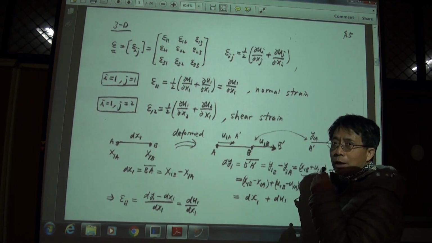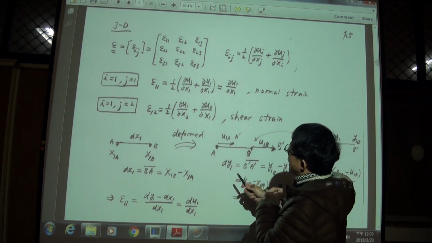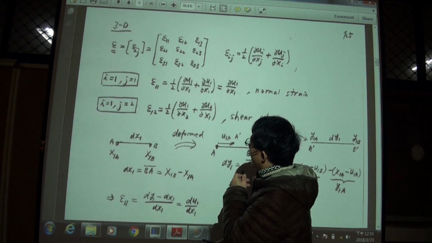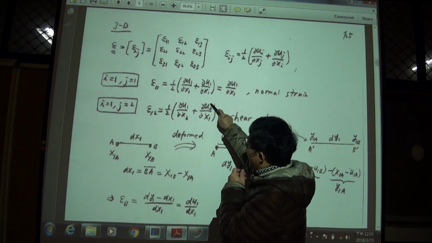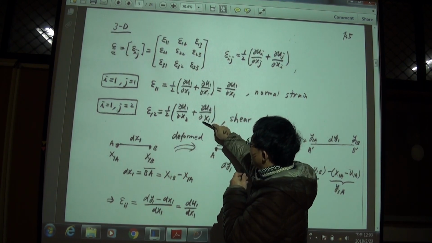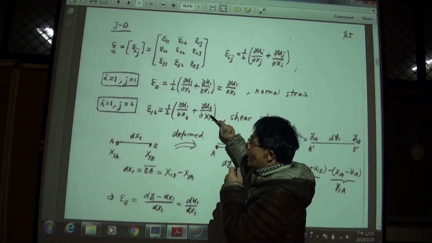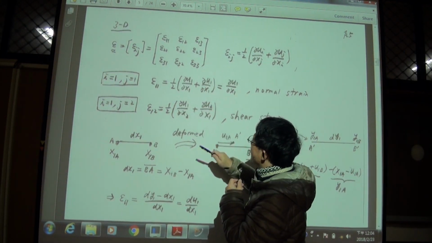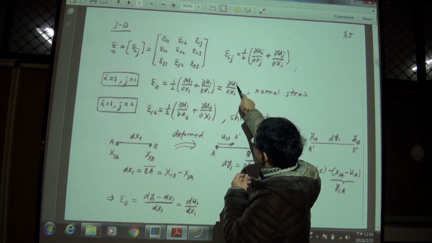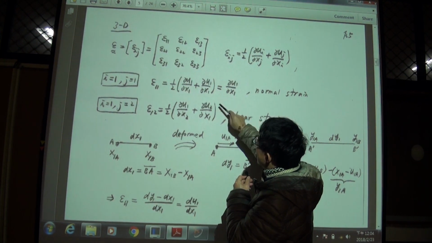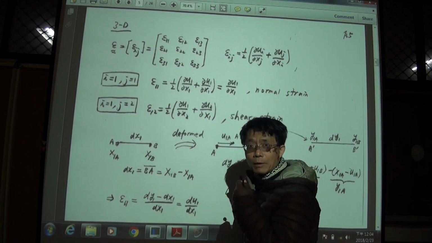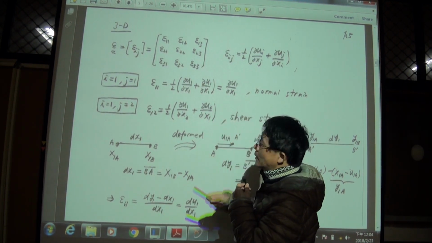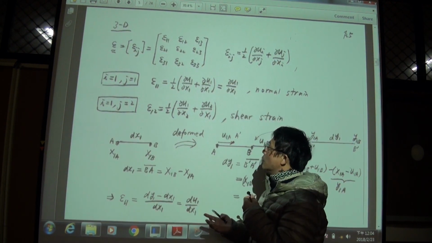How about the shear component? See, the shear component has two terms. We want to expand this term only, because the meaning of this term and this term are similar. So we focus on this term. Here we have partial u1 partial x1, but this is partial u2 partial x1. They are different. Okay, what do you mean?